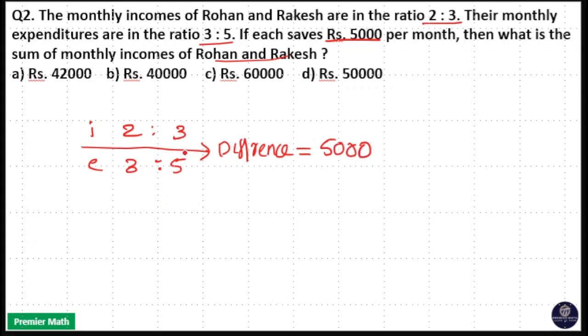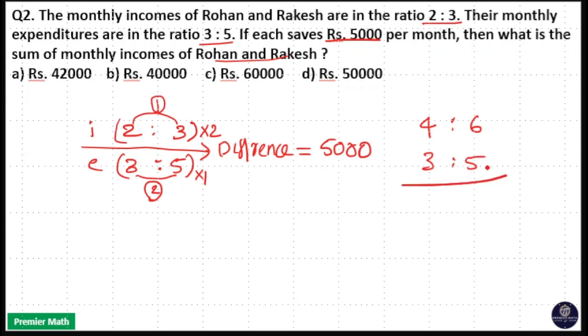But you know, the difference between 3 and 5 is 2 units and the difference between 2 and 3 is 1 unit. So, to make it equal, take the difference between 3 and 5, that is 2 units, and multiply it with 2:3. Take the difference between 2 and 3, that is 1 unit, and multiply it with 3:5. That means 2 into 2, that is 4, is to 3 into 2, which is 6. 3 into 1, 3. 5 into 1, 5. Here you know, the difference between 3 and 4, and 6 and 5, is equal to 1 unit. 1 unit is equal to 5,000.